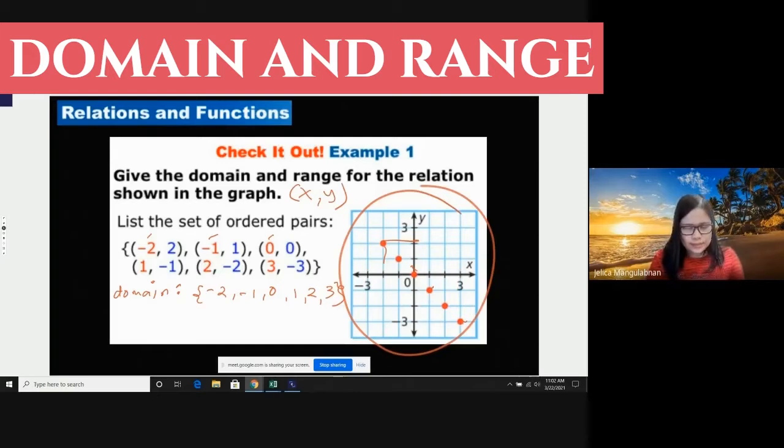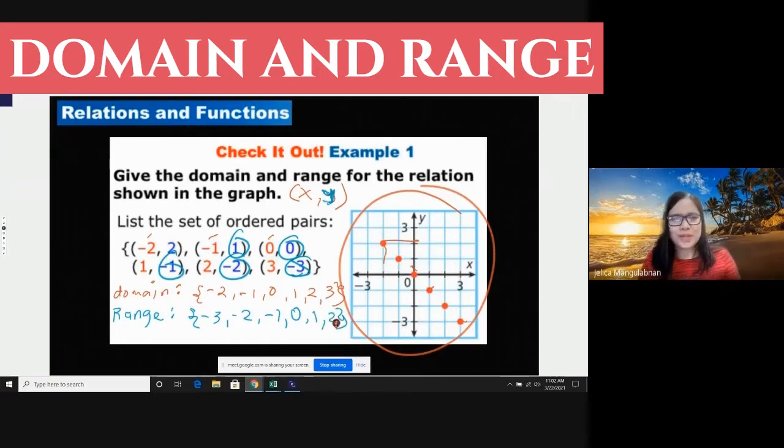Next, let us use a blue font for the range. The range is all the possible values of y, so we're focusing on the second numbers. Again, we use a bracket and write from least to highest. The lowest number is -3, followed by -2, then -1, 0, +1, and +2. Those are all the range of that set of ordered pairs.